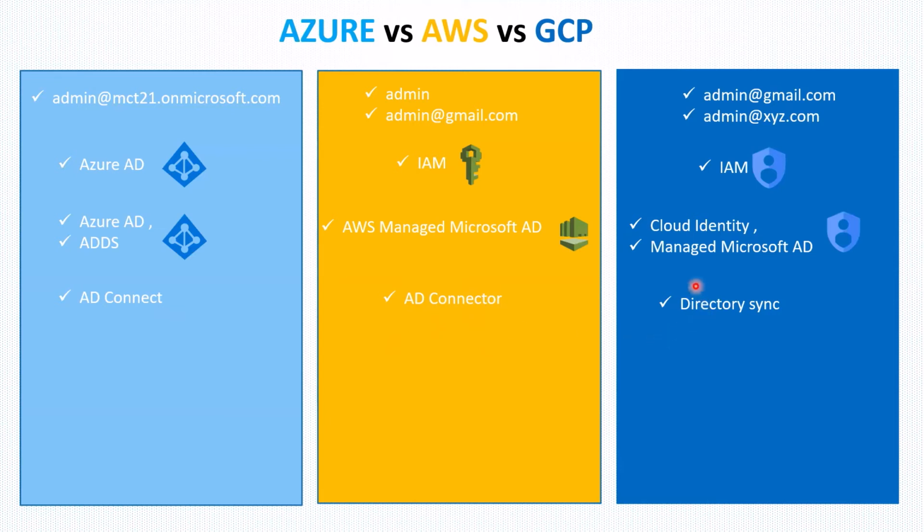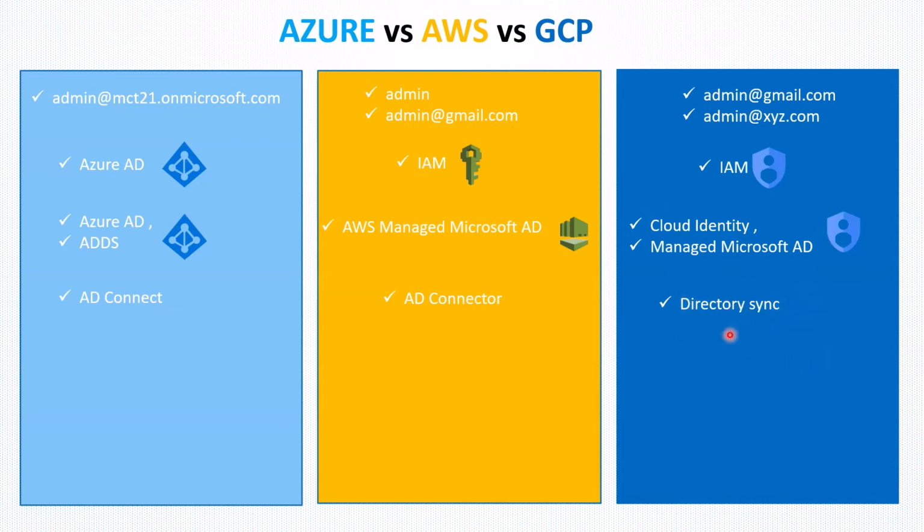Now in GCP, they have Directory Sync, which is used to sync your on-premises AD with GCP. But this service is specifically for Cloud Identity. You install a service on the on-premises machine, and then you can enable it. So all your accounts from on-premises get synced with Cloud Identity only, and after that you can create an organization to use it.